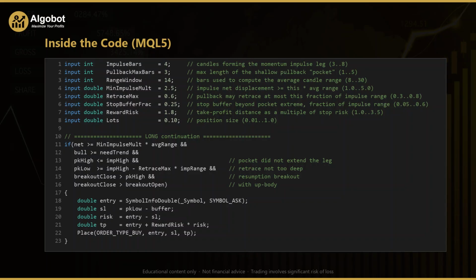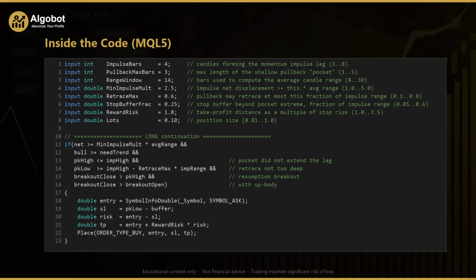RetraceMax governs how deep the pullback may go, so a smaller value insists on a shallower, tighter pocket. Stop buffer frac is the cushion added beyond the swing for the stop. RewardRisk sets how far the target sits relative to that risk, and lots is simply the trade size.